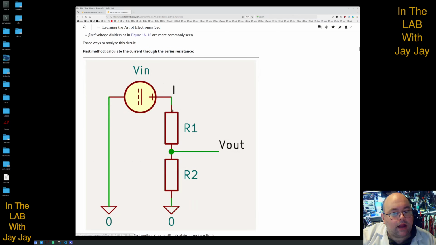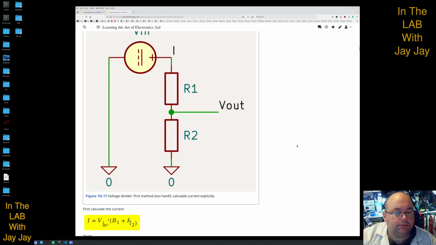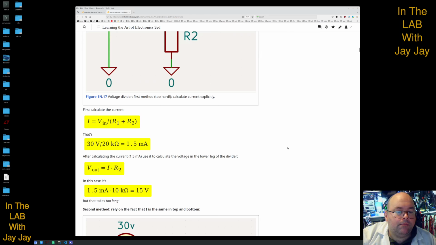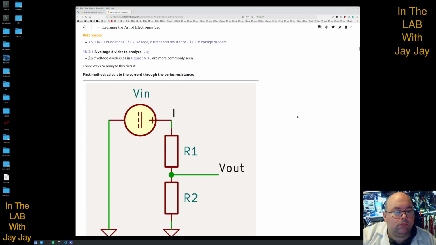We're going to be analyzing a voltage divider like this. This looks very much like the one we saw already, but the details have been taken out of this one. There are no specific numbers on it yet. They're talking about 3 ways to analyze this circuit.